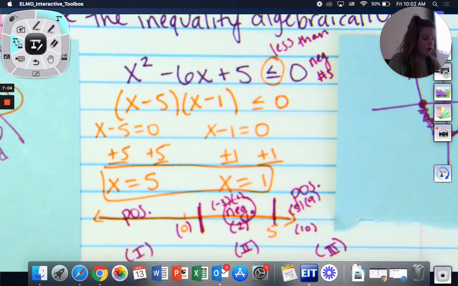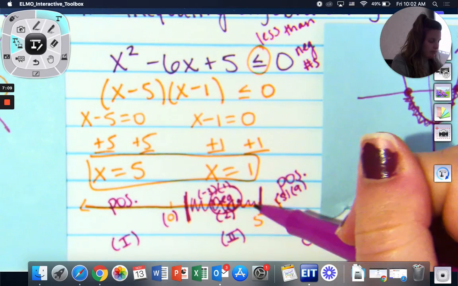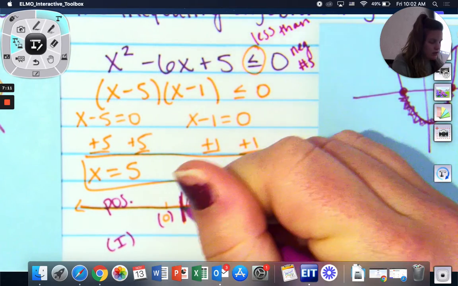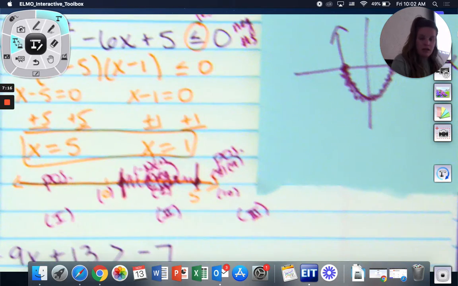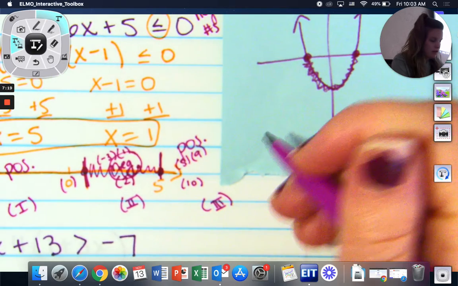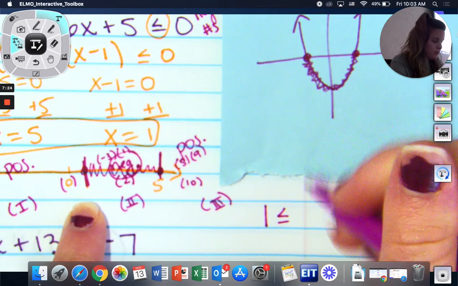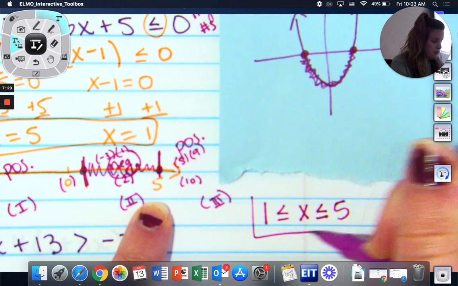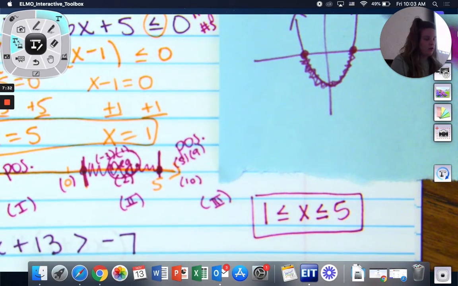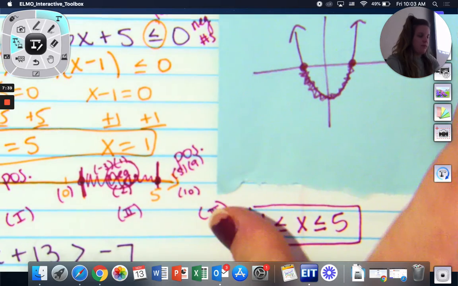So how you represent that as a final answer, you represent on a number line by shading. Closed dots, because it's or equal to. And then we represent our final answer as an inequality where we say I want all the values from 1 less than or equal to x less than or equal to 5. So any x value between those points is going to create y values that are beneath the x-axis. That's basically what you're trying to communicate. Alright, let's look at another one.